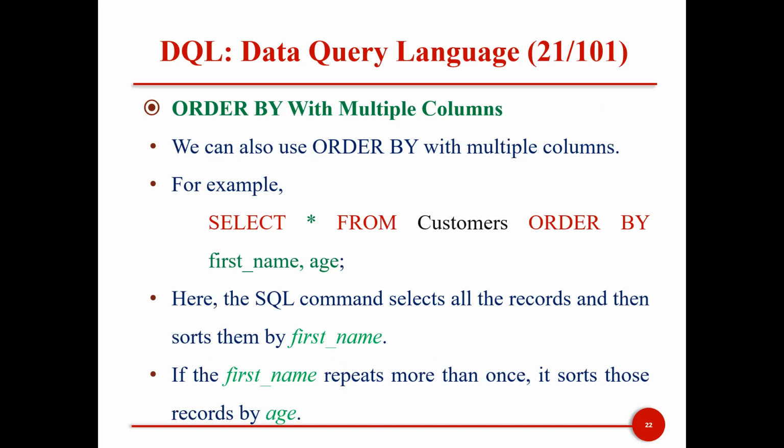Assuming that you want to select all the rows and columns from the table called customers, then order first by age, then after that order by first name, then after that maybe by another field. So we can also use order by with multiple columns. For example, select all from customers, order by the first name and the age.